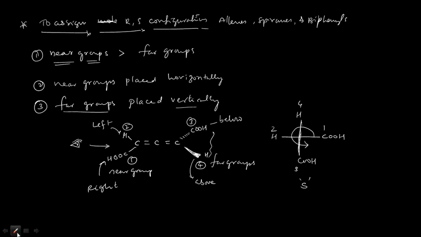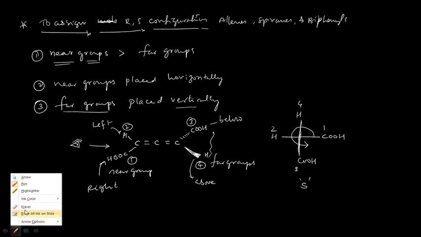Let us take another example. One more example. C double bond C double bond C. Here H, here Cl, H, and here it is Br.